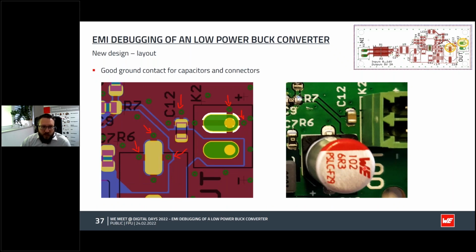Also the ground connections from the filter components and the connectors are now placed with wires. So there are good connections to the ground. This is important to have a good performance.